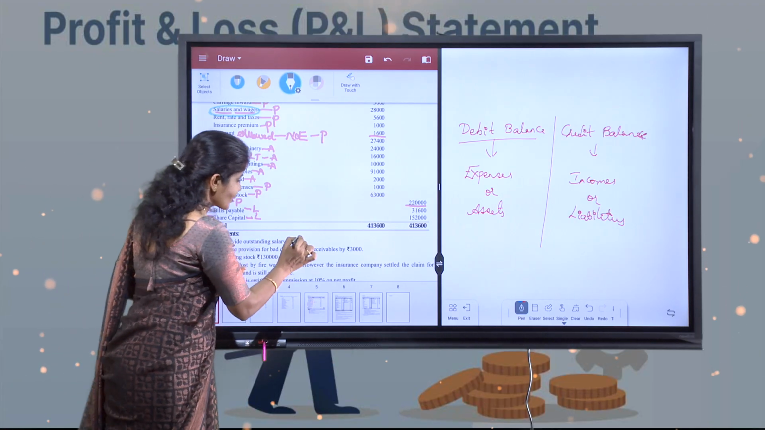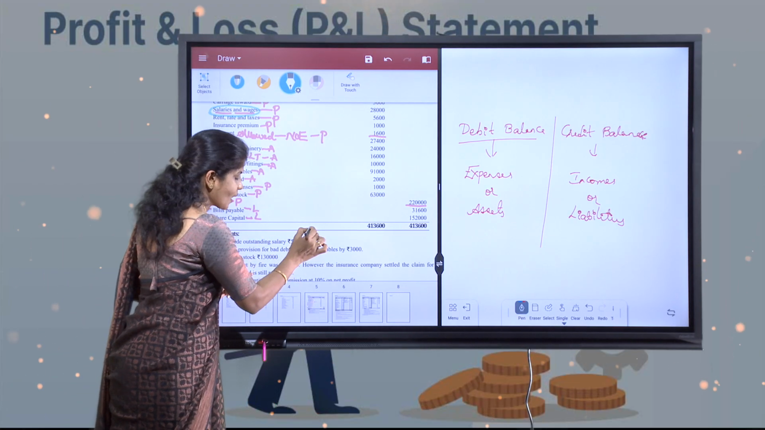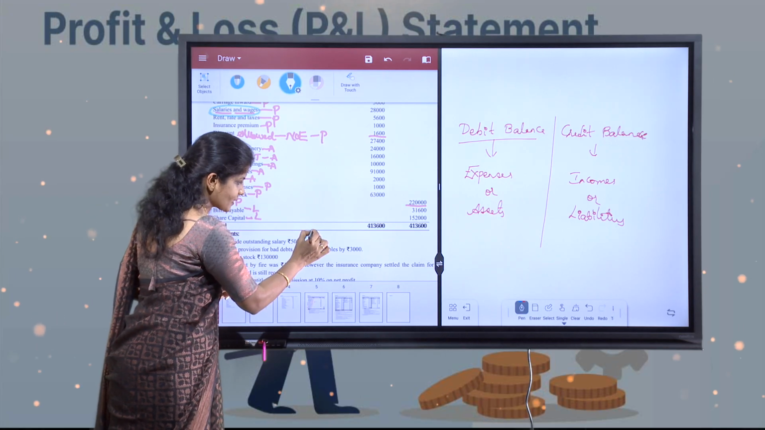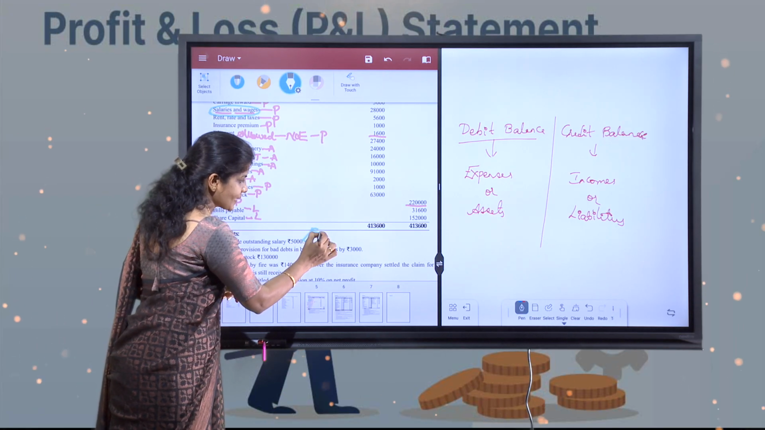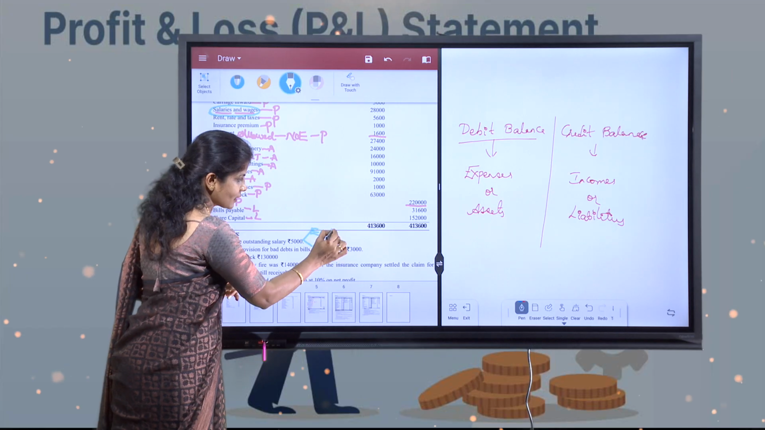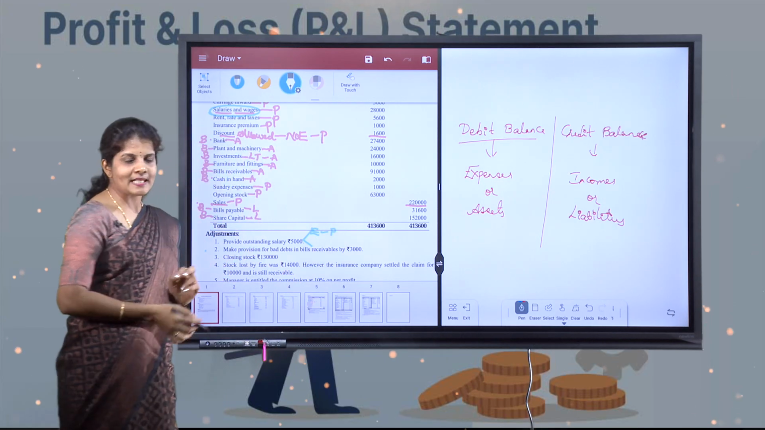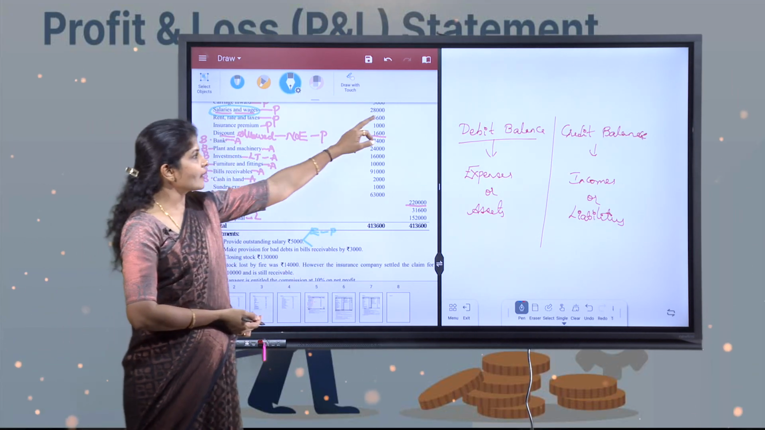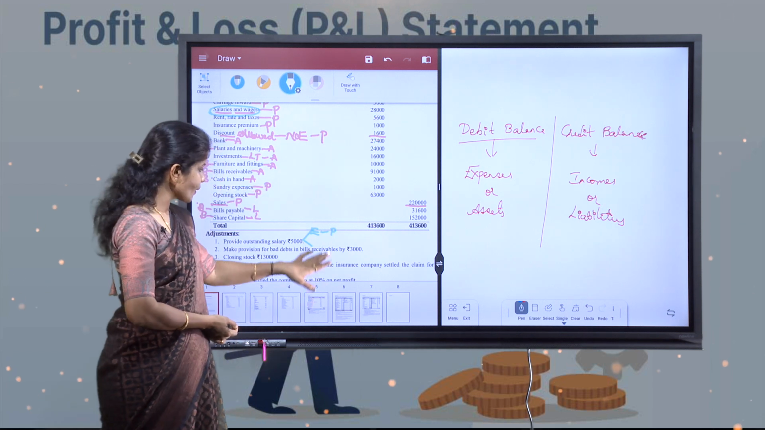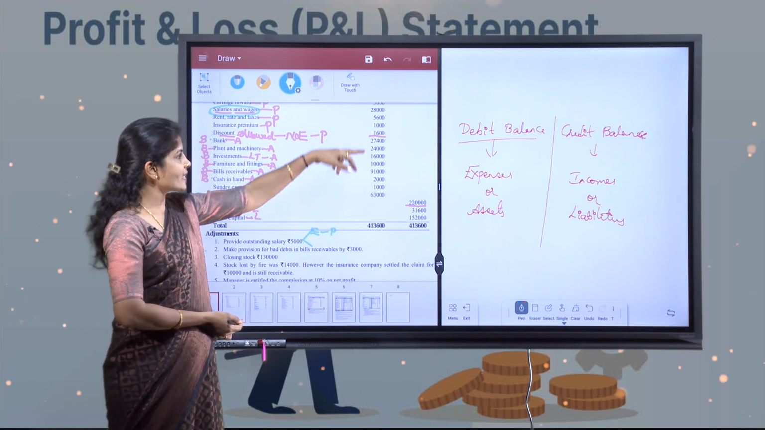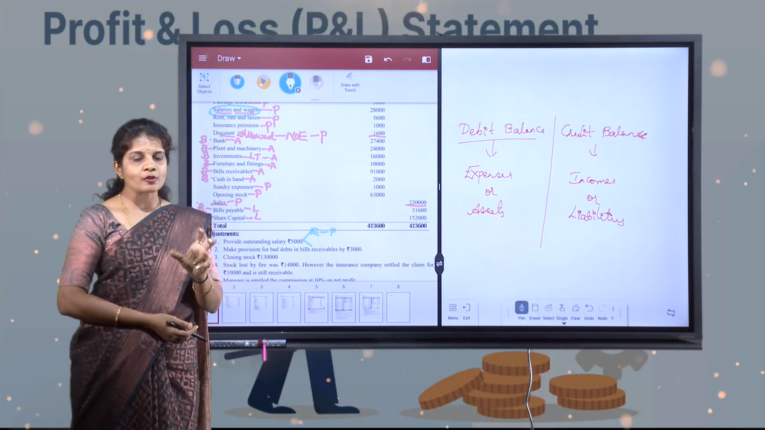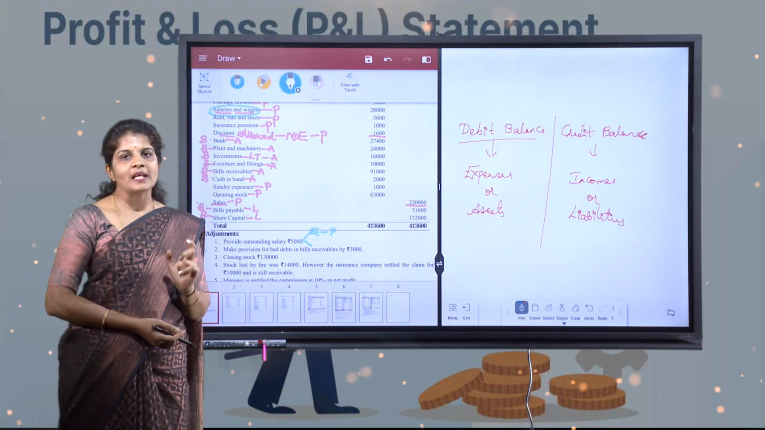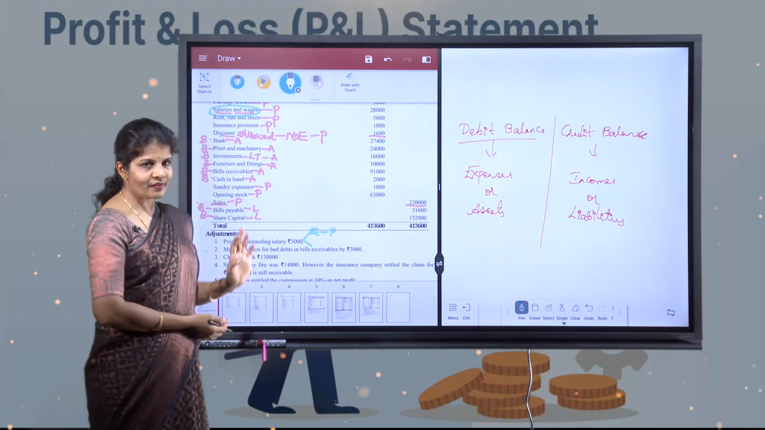So where we have to adjust this 5,000 rupees? One is outstanding expenses as an expense. This will be added to the salaries under the profit and loss statement. So for this 28,000, this 5,000 rupees of outstanding salary will be added. That means actual salary must be 33,000, 28 plus 5,000.